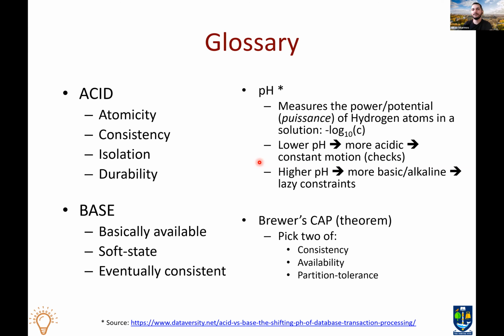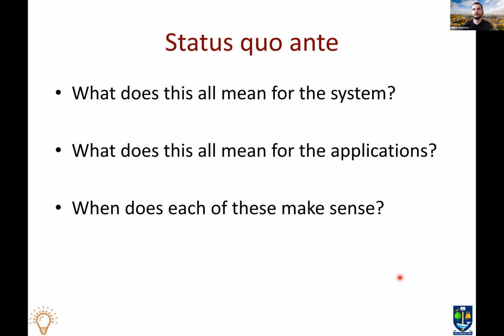Okay, and then keep in mind Brewer's CAP theorem. We've seen this in the past. We have consistency, availability, and partition tolerance. You can only have two of these at any point in time. Good. Okay. So that's all very interesting and possibly funny. But what does this all mean for the system and the application? And when does each of these make sense?